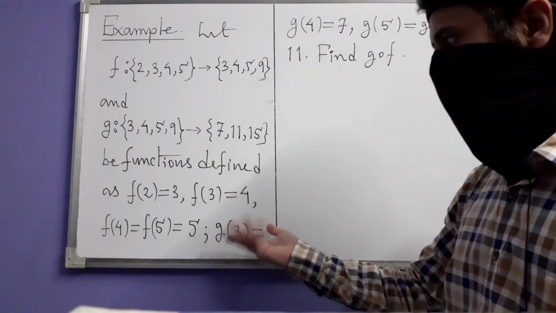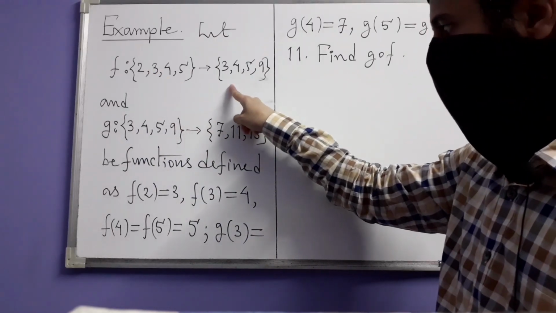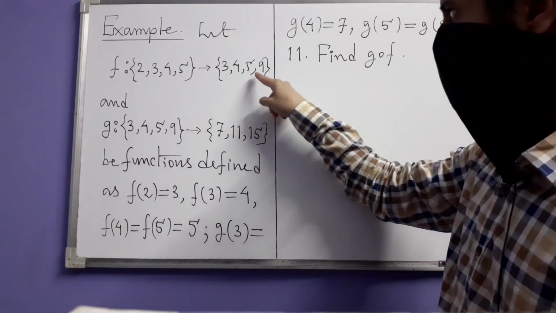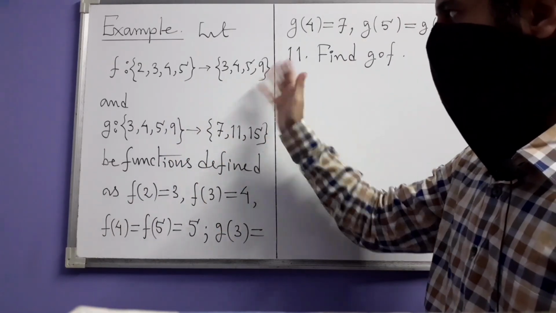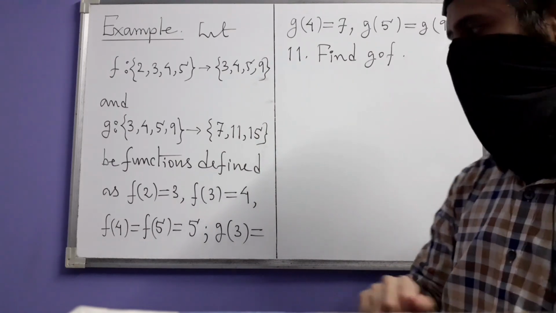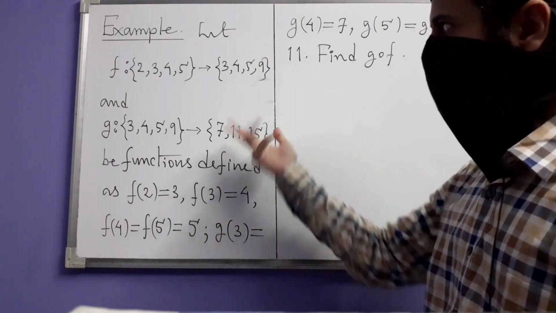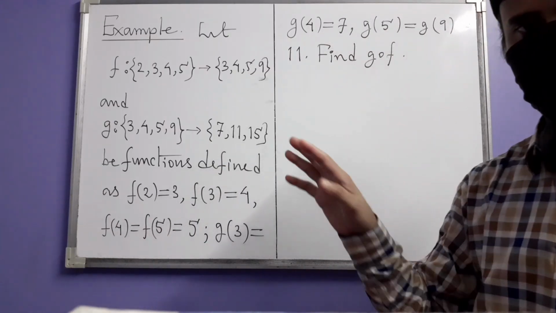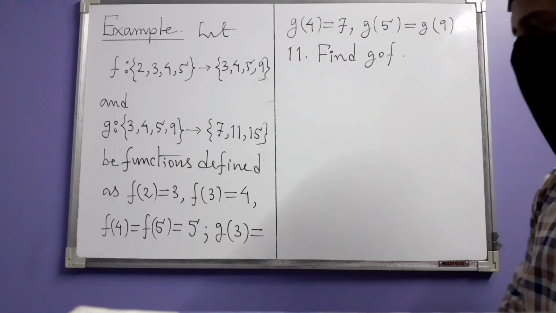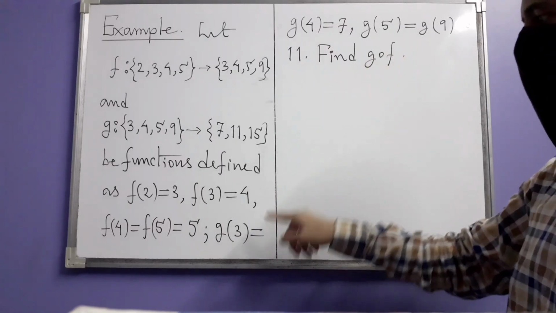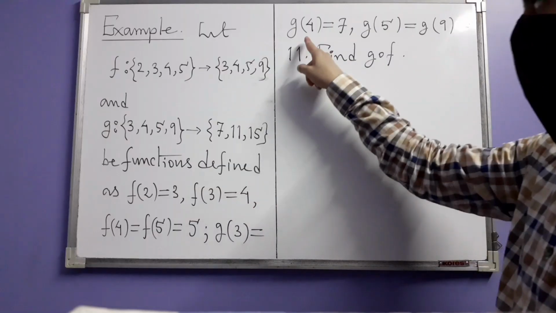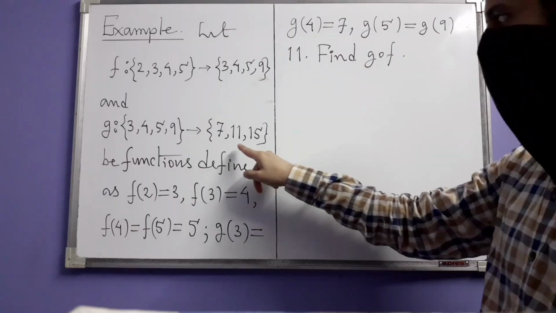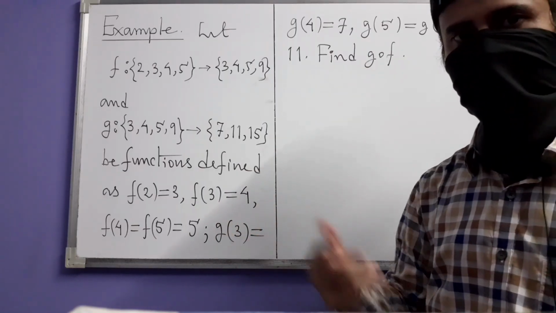And the functions are defined like this: f of 2 is 3, f of 3 is 4, and f of 4 and f of 5 are both equal to 5. So 9 is not an output of f, so you can see that f is not onto. And because of this, f is not one-to-one. Not that we need to see those things here, but I am just simply saying. And g is defined like this: g of 3 and g of 4 are both equal to 7, and g of 5 and g of 9 are both equal to 11. So g is also neither one-to-one nor onto.